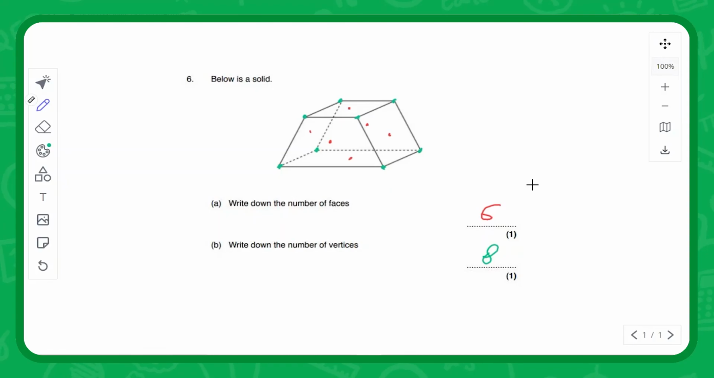One for you guys in the comment section. What is the name of this 3-dimensional shape? I'll give you a hint. It is not a trapezium or a 3D trapezium. There is a special mathematical name for it. Does anyone know? If you do know, put it in the comment section.